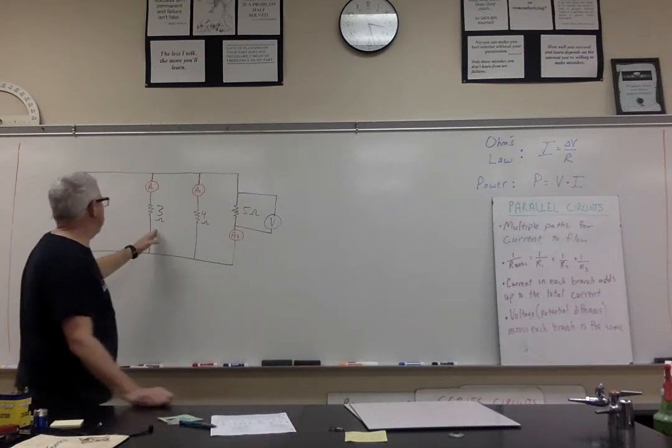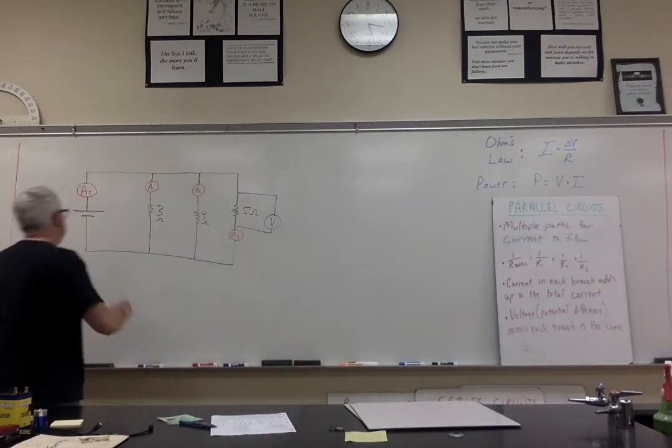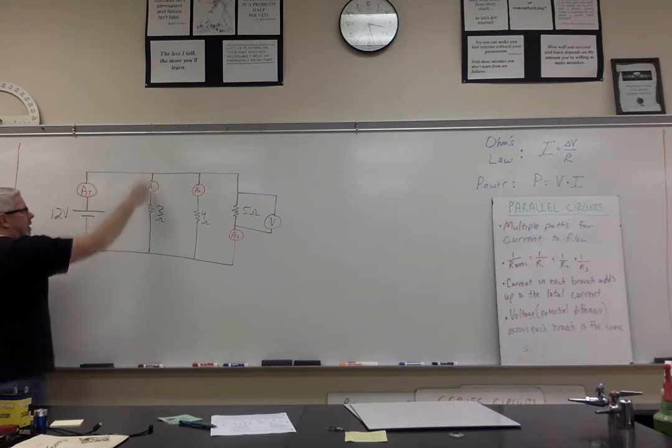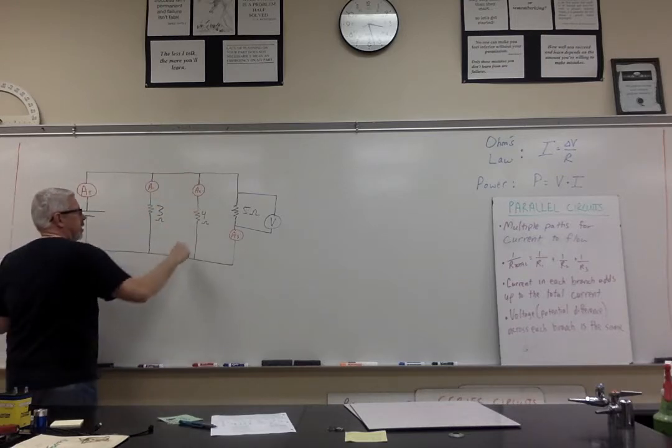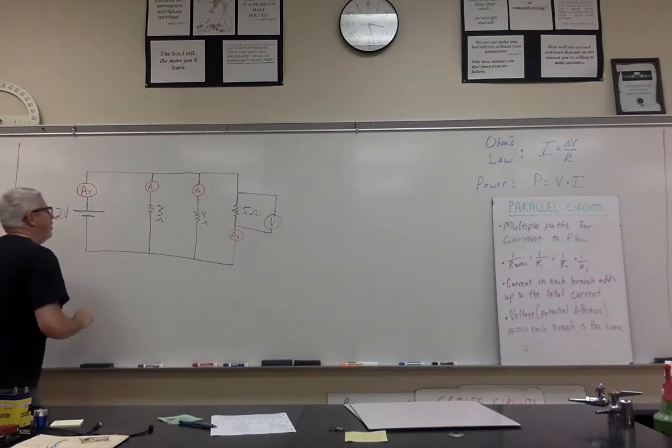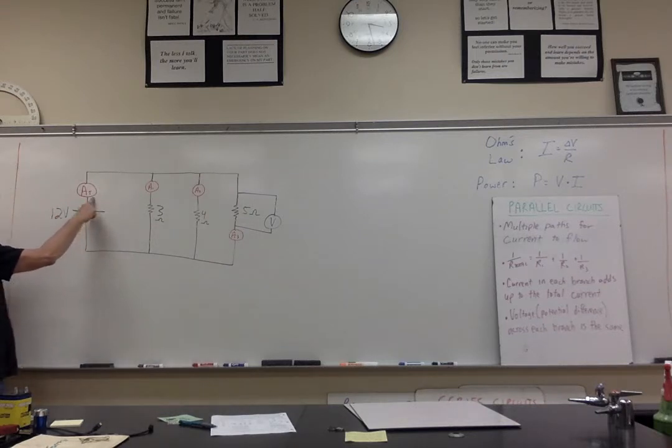I've got one drawn over here, and you can note that the battery or power source of 12 volts, which is the same as I used in the series circuit, is over here on the left. But then I've got one branch here, another branch here, and finally a third branch over here. I've got an ammeter located here to measure the current going through the main part of the circuit.